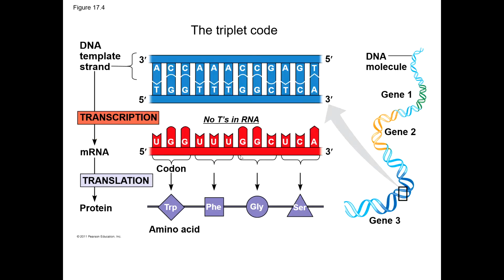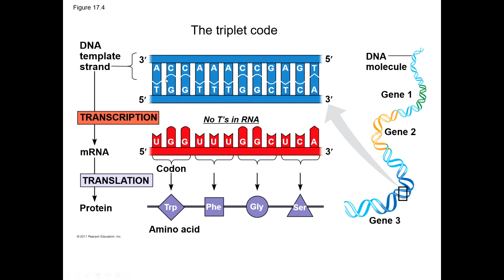Yeah, so there are actually 3 letters. We call it the triplet code, right? Triplet means 3. So here is our template strand of DNA. Remember, the word template means pattern for assembly of something else. In this case, we're taking one side of the DNA and copying only one side. That one side is called the template strand.